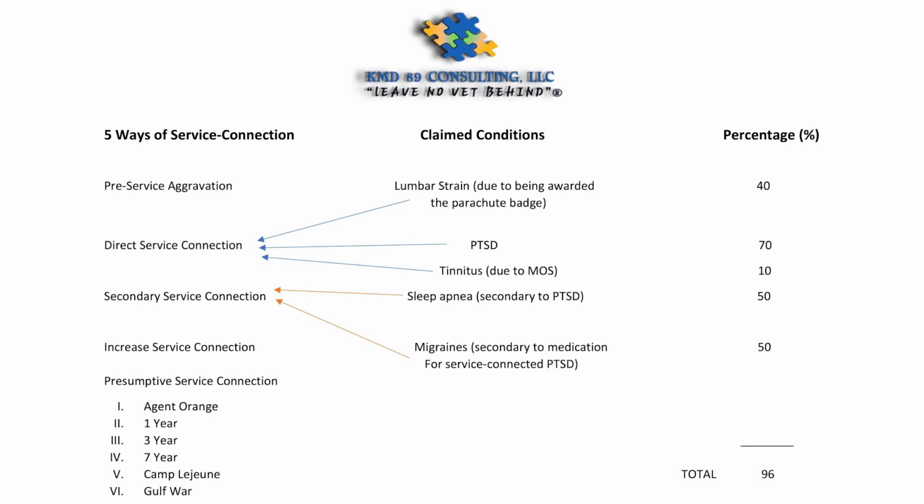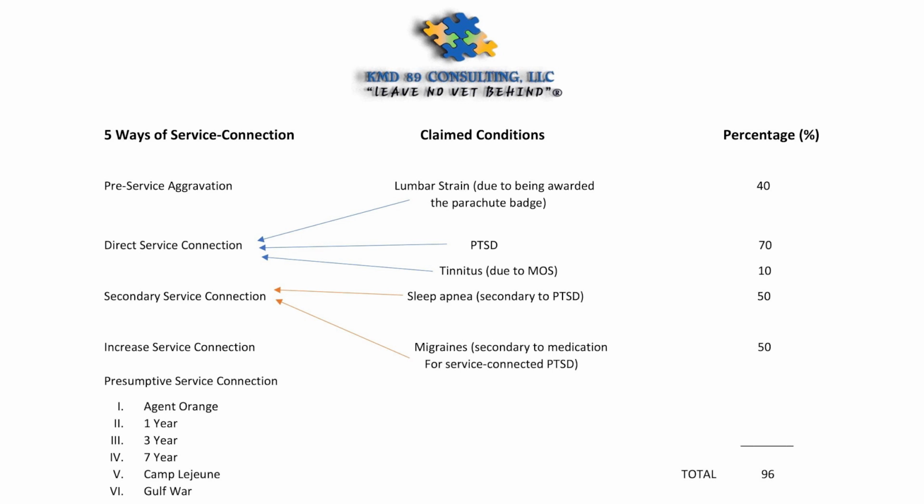Due to being awarded the parachute badge. That's something you commonly see in individuals who weren't treated in service, but they were awarded the parachute badge. Maybe they were in an airborne unit, did multiple jumps throughout their career, and now they're having back conditions. So you're asking the VA to concede that this happened.